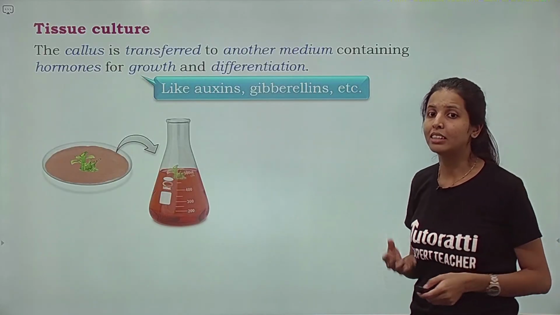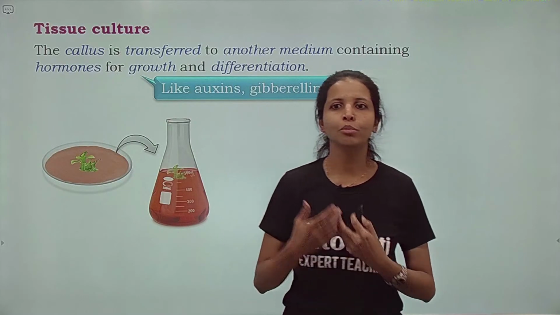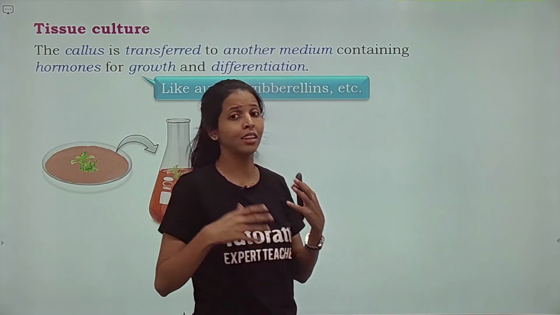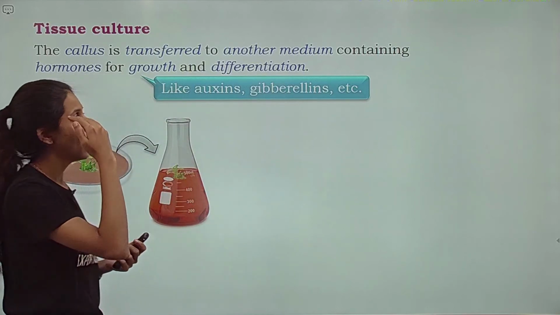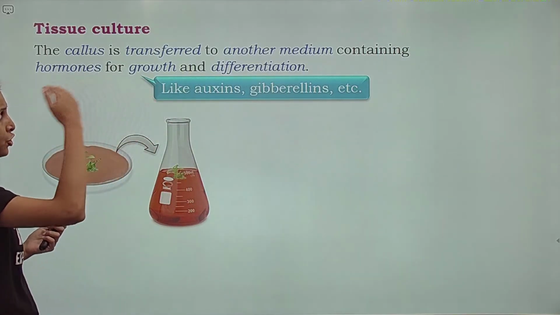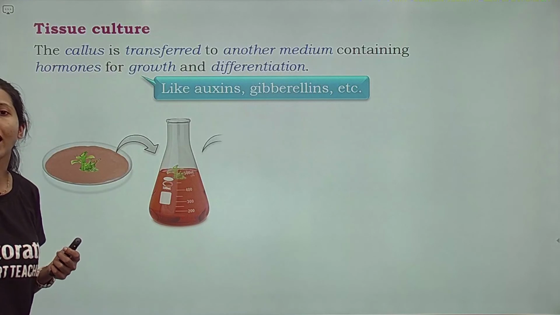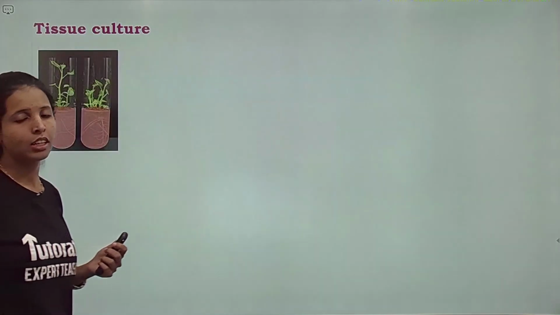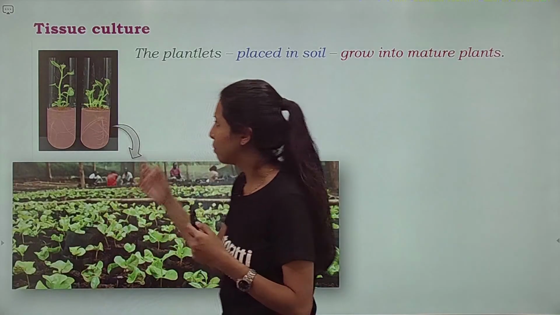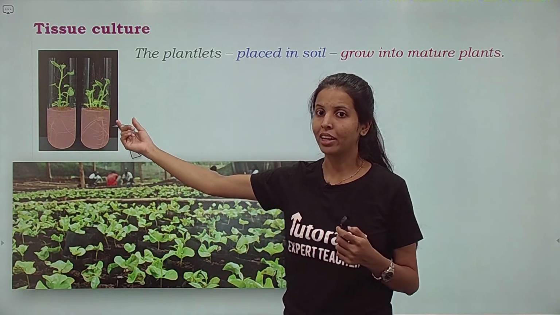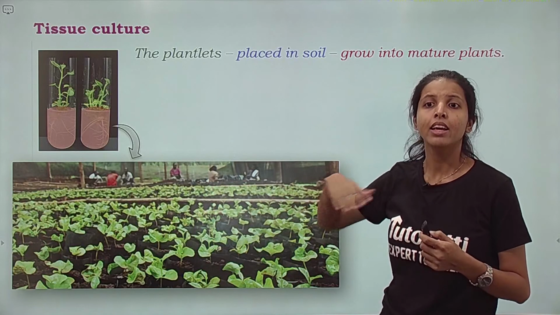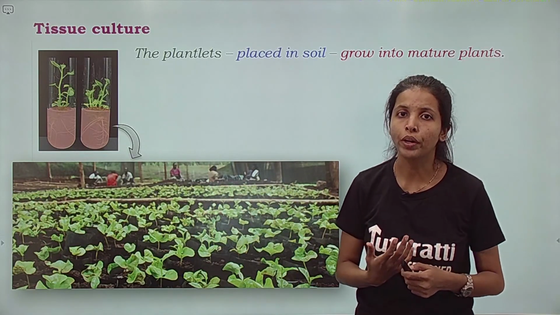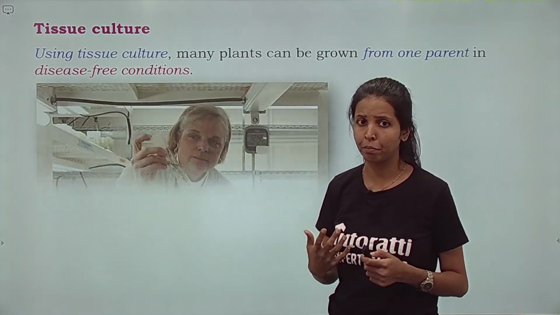Later kids, this callus is transferred to another medium containing hormones. Plant hormones हमने पढ़े हैं, such as auxins, gibberellins, etc. Why? For growth and differentiation. These plants, अभी पूरा टाइम तो हम उनको ये टेस्ट ट्यूब में रख नहीं सकते. They are placed into the soil and they are then going to later grow into mature and big plants.